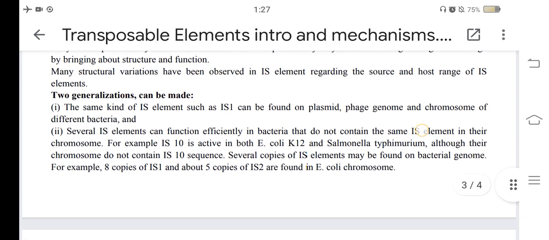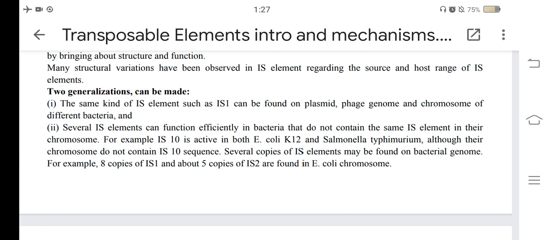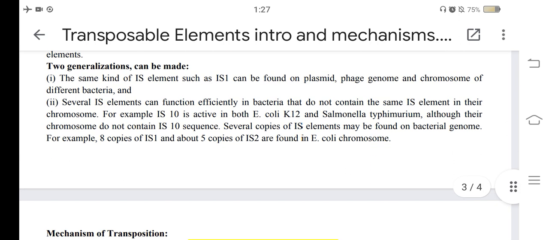Many structural variants have been observed in IS elements. Regarding the source and host range of IS elements, 2 generalizations can be made. The same kind of IS element, such as IS1, can be found on plasmids, phages, genomes, and chromosomes of different bacteria. Several IS elements can function efficiently in bacteria that do not contain the same IS element in their chromosome. For example, IS10 is active in both E. coli K12 and Salmonella typhimurium, although their chromosomes do not contain the IS10 sequence.